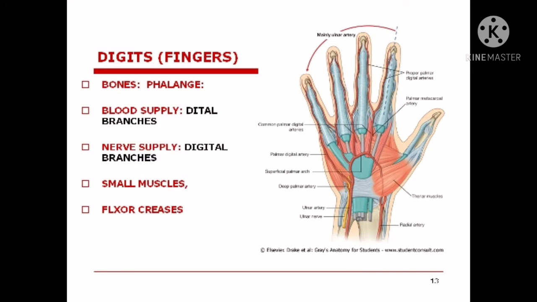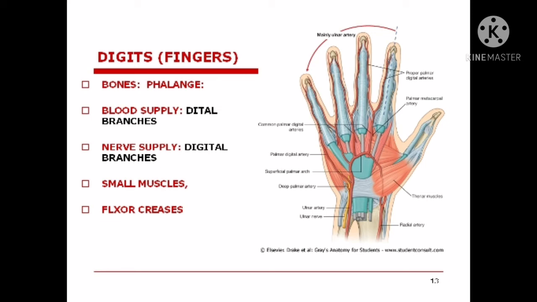The digits are the fingers. The bones of the digits are called phalanges. All four fingers contain three phalanges, except the thumb, which contains two phalanges, or two bones. The blood and nerve supply are from digital branches, and the small muscles are the interossei and the lumbricals. They arise in the hand and insert into the extensor expansion.